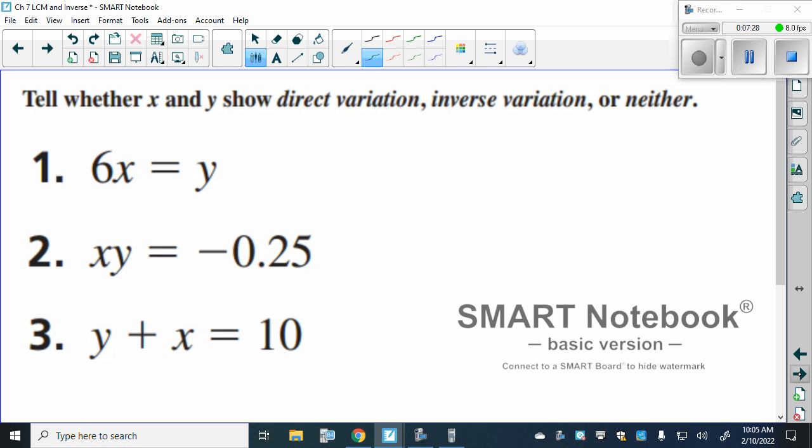Let's look at the next three. So the next one we have is that 6x equals y. Would this be direct, inverse, or neither? Direct. Because it's coming in the form of y is equal to a times x.